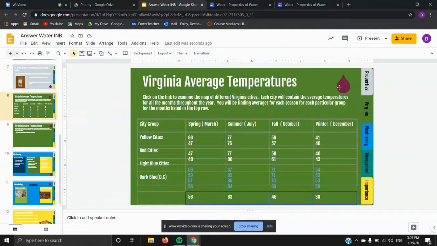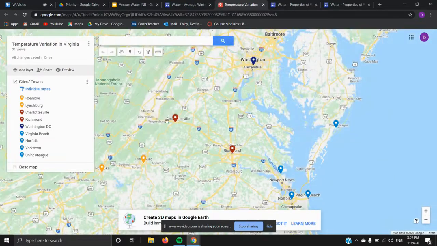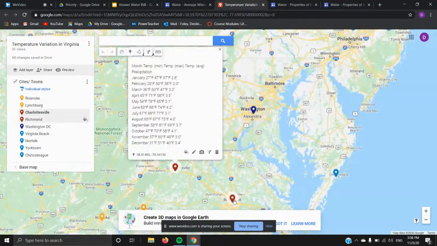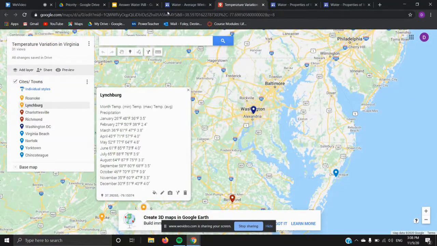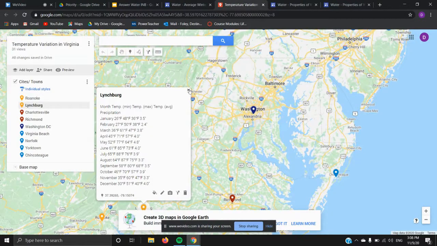Slide 8, you are to look at this map here. When you open the map, you were able to click on these different points that were pinned on the map. You were going to start with the yellow cities. So you would go down and click on the yellow city, and then you would look at the top and see min, max, and average. You did that for all of these depending on the color.